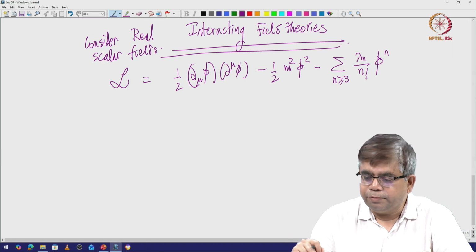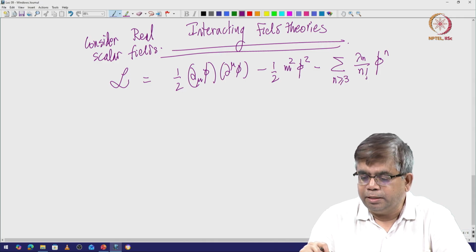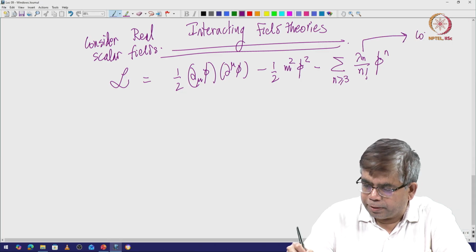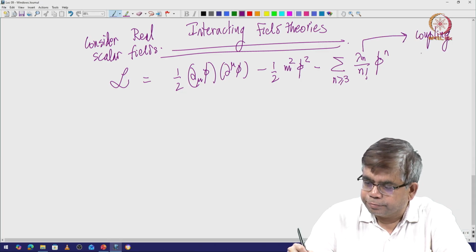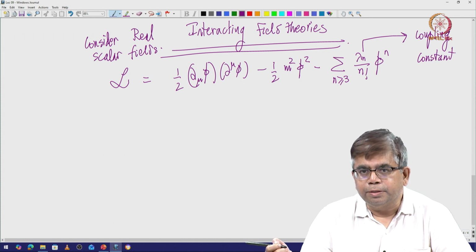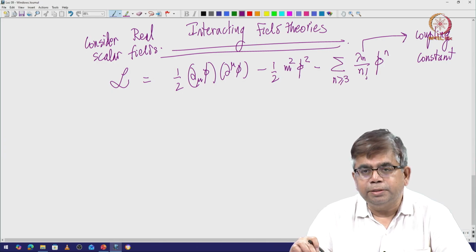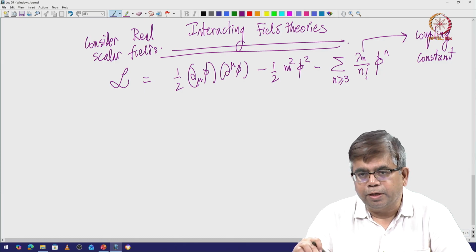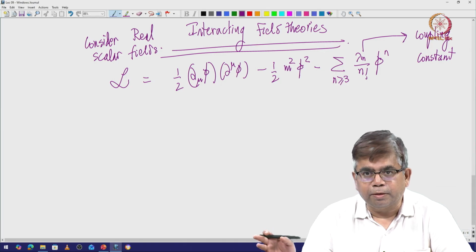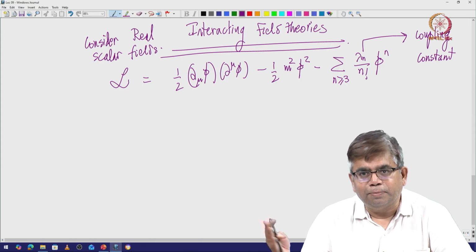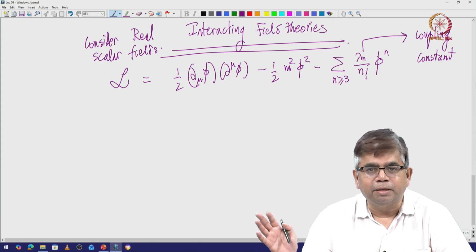So phi cubed means self interactions essentially, and remember this thing which is sitting in front is called a coupling constant. Okay, phi to the power n summed, and this coupling constant changes. For lambda 3 it is phi cubed, for lambda 4 it is phi to the power 4, and so on. So we have n different coupling constants. Now should we study all possible such interactions all the way up to n tending to a large number?